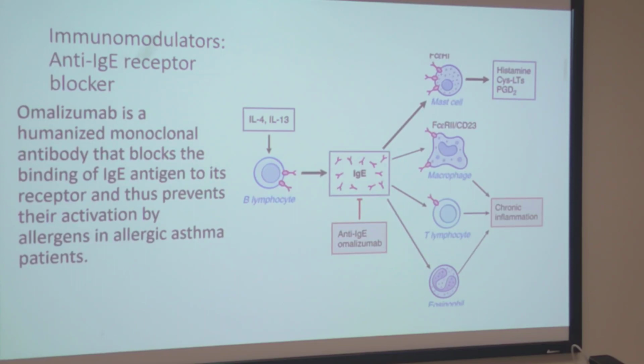Again, I don't want to go into the details of these cartoons. They are here just to tell you how the monoclonal antibody will bind to the antigens, thereby nullifying the antigen's effect on producing pro-inflammatory mediators.